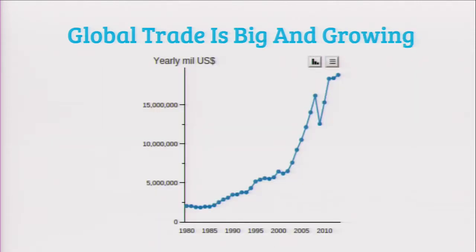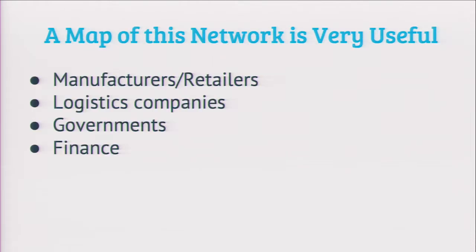Moreover, global trade's just very, very big. In 2013, it was valued at $18 trillion, and it's grown 9 times since 1980, when it was valued at about $2 trillion. So a map of this network would be extremely useful. If we could understand this network as a series of companies connected by the links between them, or more generally, entities connected by the business they do together, we would have something very, very valuable.